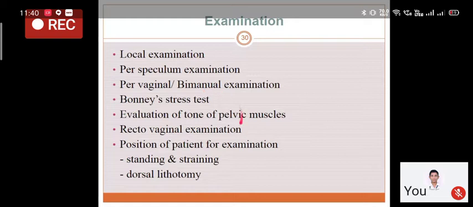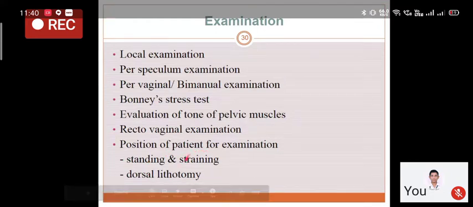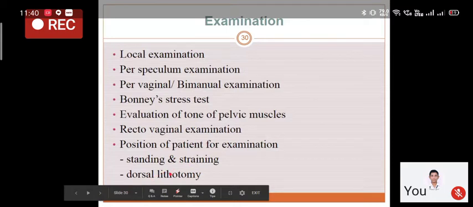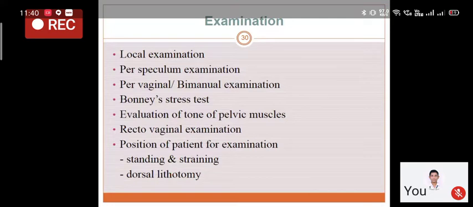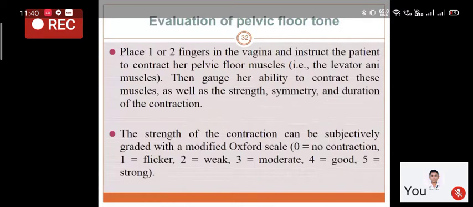Okay, then you have to assess the tone of the pelvic muscles. You have to do a rectovaginal examination, and the position for examination of a patient with prolapse may be standing, straining, or dorsal lithotomy position. You may have to change the position of the patient to assess the degree and severity and various other associated conditions like stress urinary incontinence. You have to examine with both full bladder as well as empty bladder. Okay, so these are details of examination you need not know.